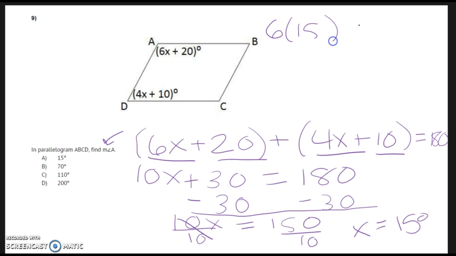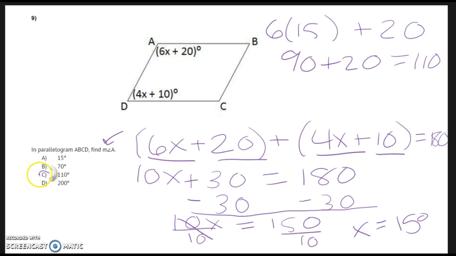6 times 15 plus 20. So 6 times 15 is going to give us 90, plus 20 would give us 110 for the measure of angle A.